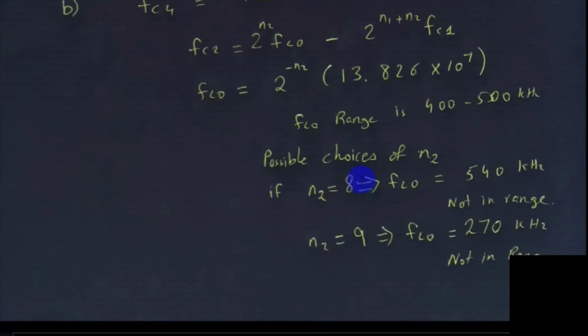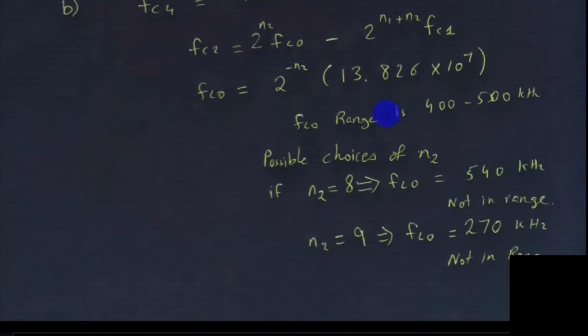So if you set N2 equal to 8, what you have is, if you simplify this expression by setting N2 equal to 8, then that would be giving you 540 kilohertz, which is beyond our permissible range, that is 400 to 500 kilohertz. So N2 cannot be 8. Thus we need to reduce this.